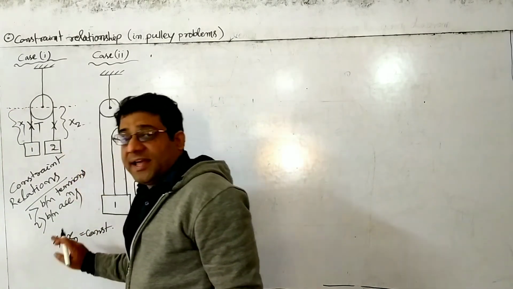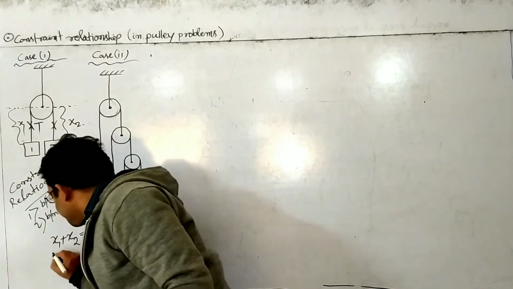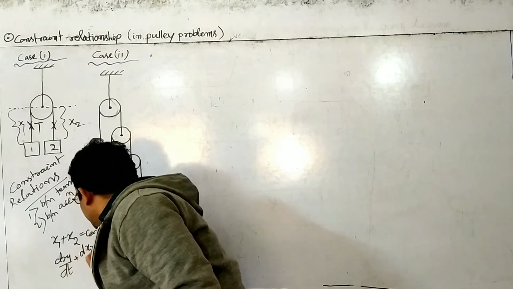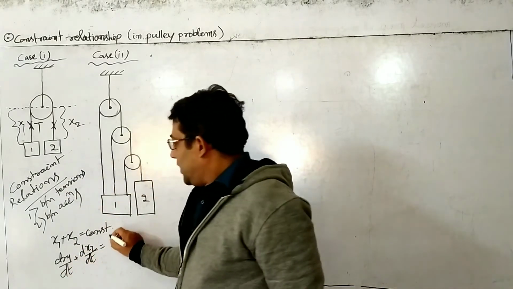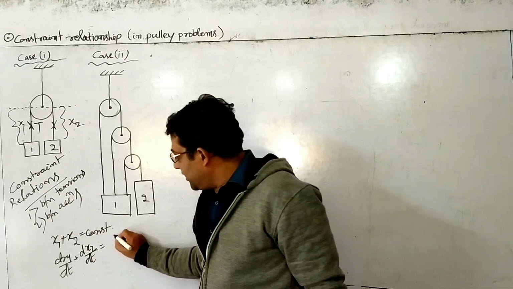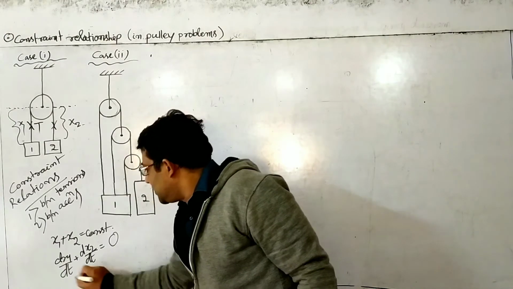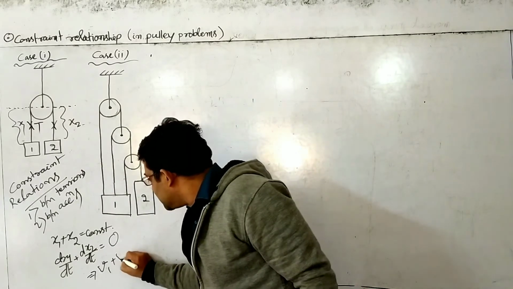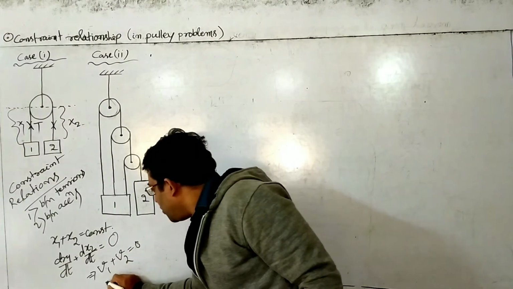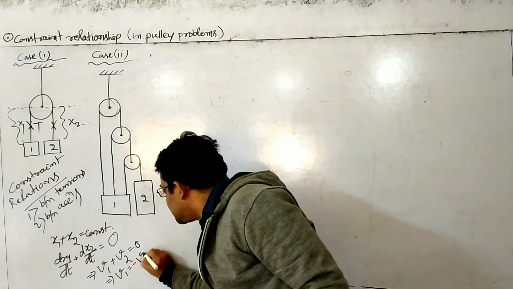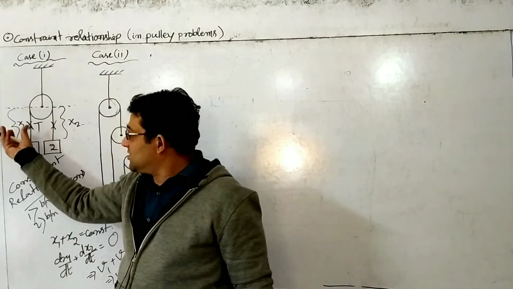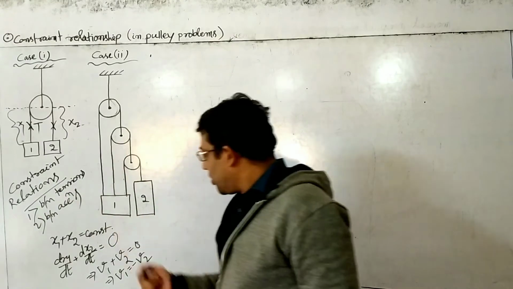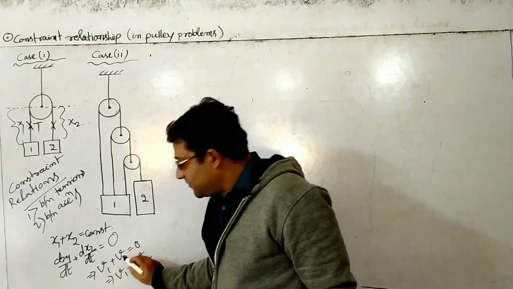Now if I take the derivative with respect to time on both sides, dx1 by dt plus dx2 by dt is equal to the derivative of a constant with respect to a variable, which is always 0. This implies, what is dx by dt? It is the velocity: v1 plus v2 is equal to 0, or v1 is equal to minus v2. That means block 1 is moving with the same magnitude but in the opposite direction to block 2.